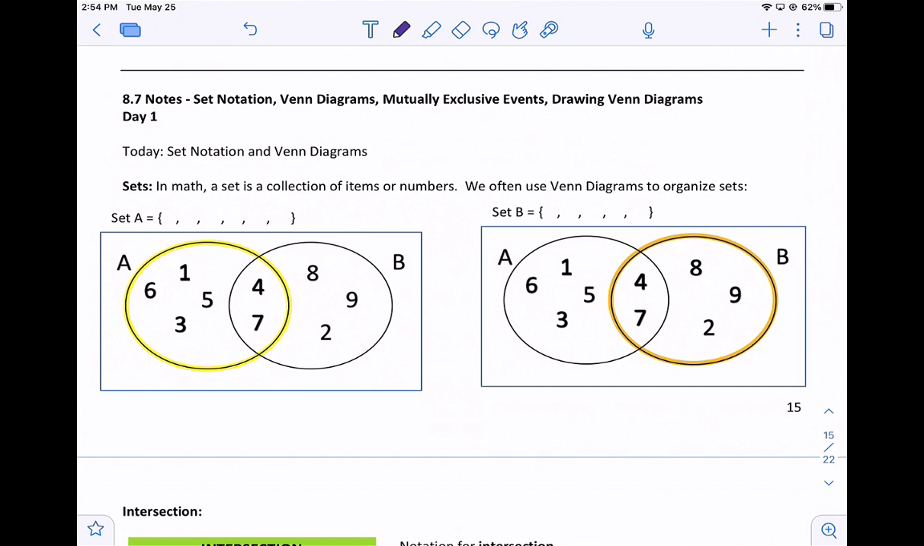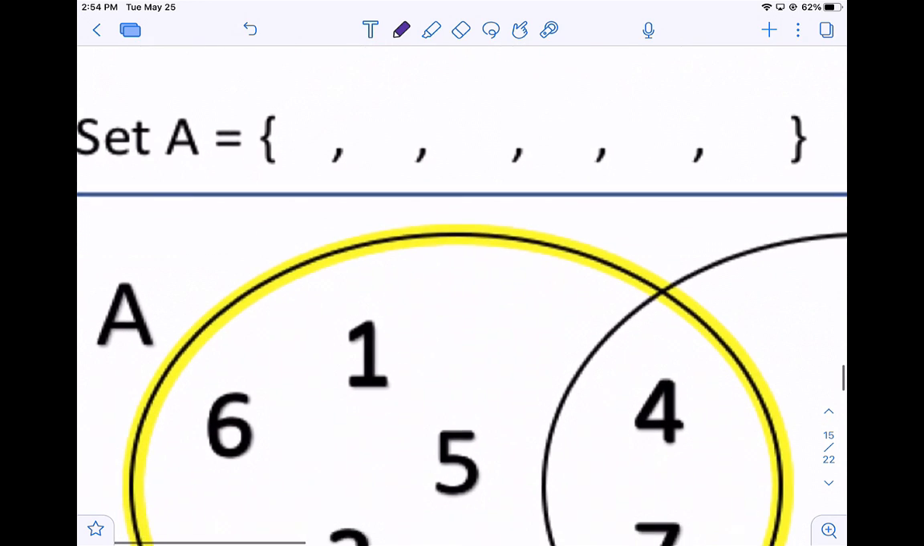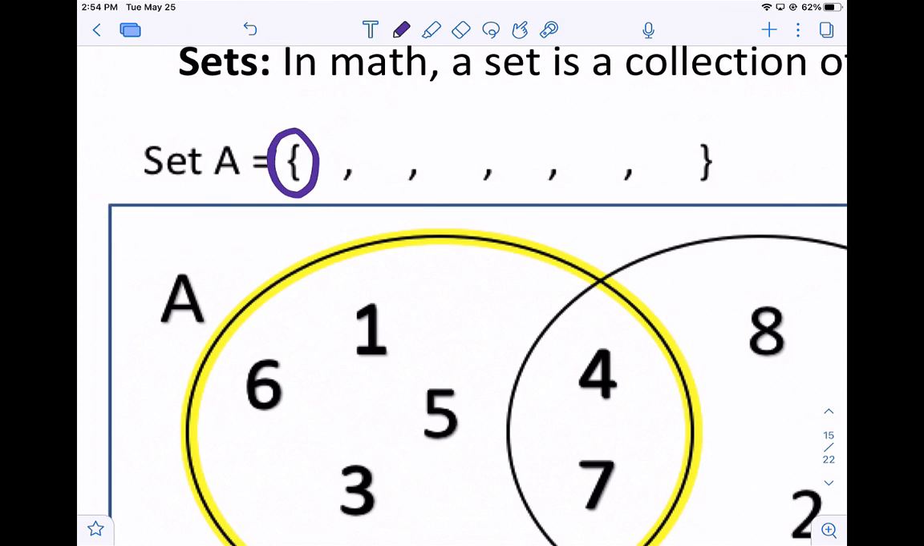In section 8.7, we'll take a look at something called set notation. We'll look at Venn diagrams, mutually exclusive events, drawing Venn diagrams, and we'll start with sets. So in math, a set is a collection of items or numbers, and we often use Venn diagrams to organize sets. In set notation, you'll see these curly brackets, and you would put everything that's in set A within the curly brackets.